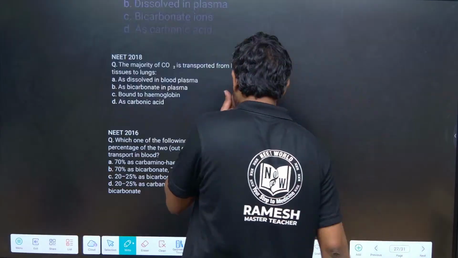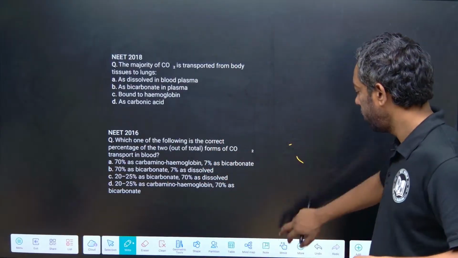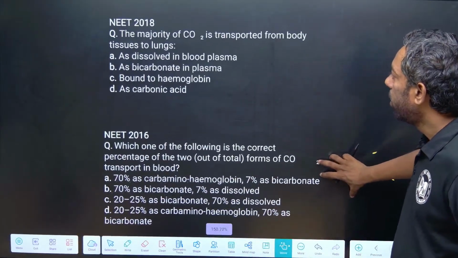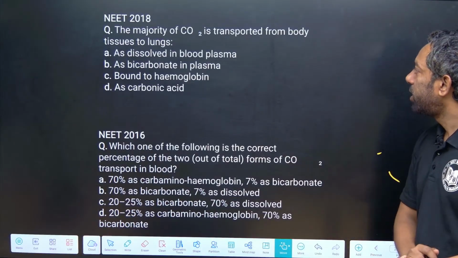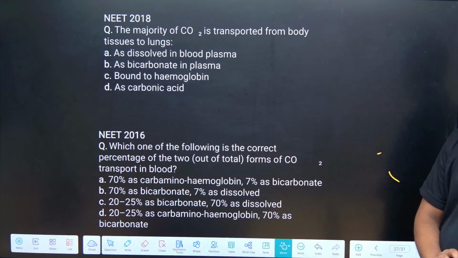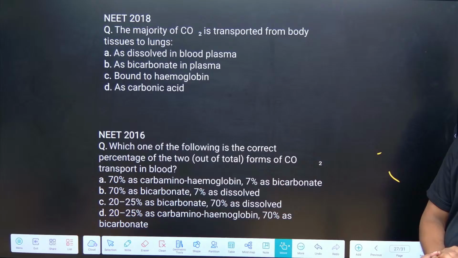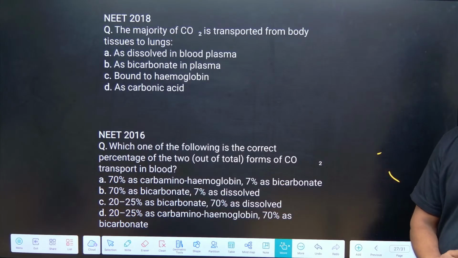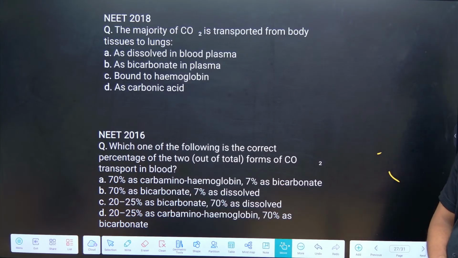And the next question. The majority of CO2 is transported from the body tissue to the lungs in the form of, a 2018 question.